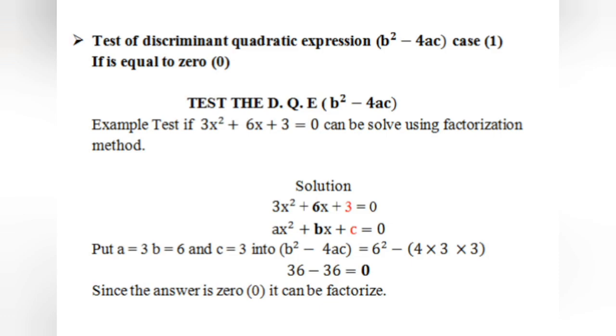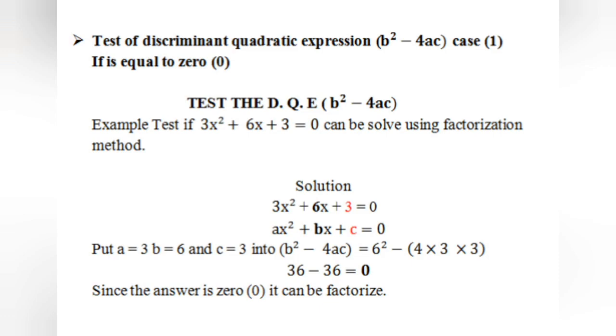Solution: 3s squared plus 6s plus 3 is equal to 0. Compare it with the general form of a quadratic equation, which is as squared plus bs plus c equals 0. Our a is equal to 3, our b is equal to 6, and our c is equal to 3. Put a equals 3, b equals 6, and c equals 3 into b squared minus 4ac.